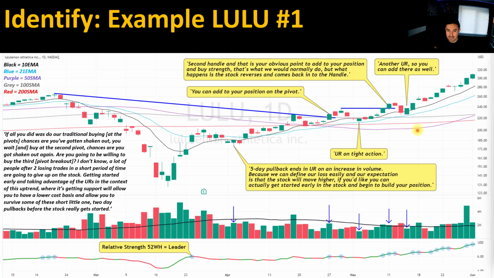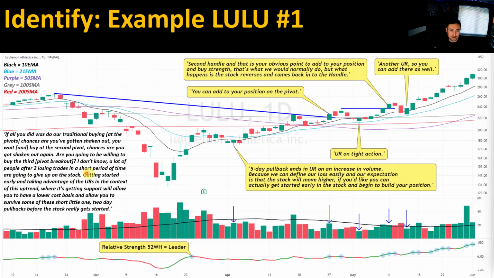But again, these shakeouts are becoming more and more commonplace. So let me finish the quote. You wait and buy at the second pivot point, which is this one here. Chances are you got shaken out again. Are you going to be willing to buy the third pivot breakout, which is over here, when it takes out this high? I don't know.